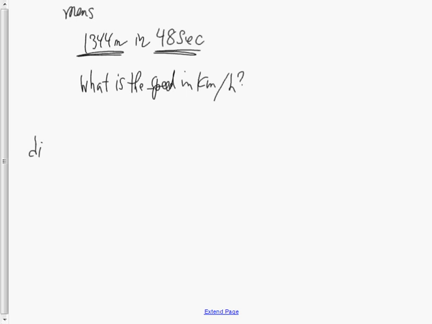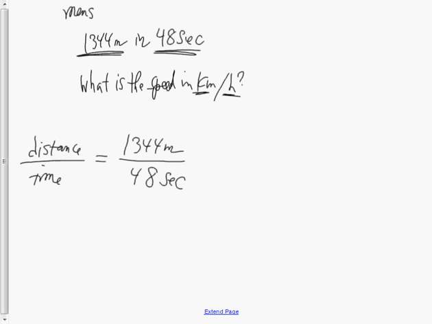So since it's asking me for distance and time, I know that distance is going to be my first term, and time is going to be my second term. So for the first one, it's 1,344 meters in 48 seconds. So what I'm going to do here is I'm going to use a unit rate method. I can use any one, but I'm going to do unit rate first.